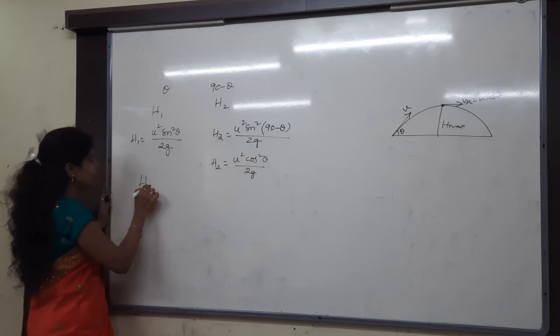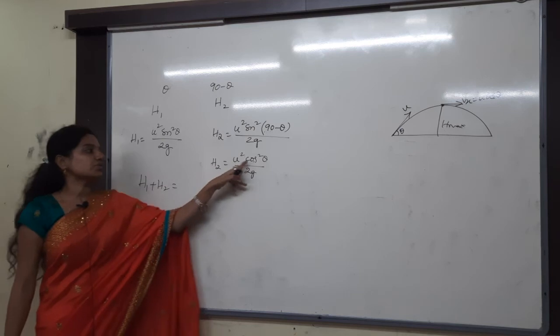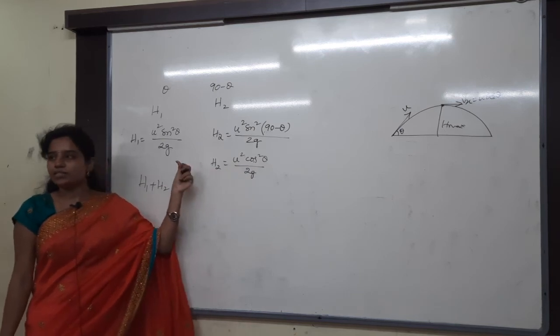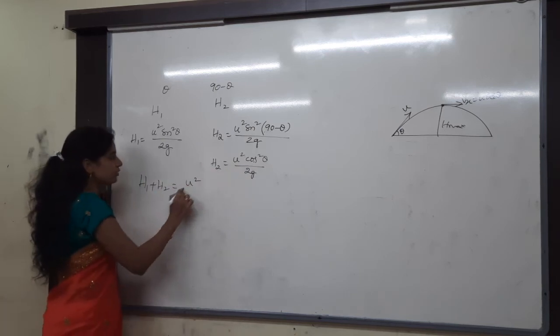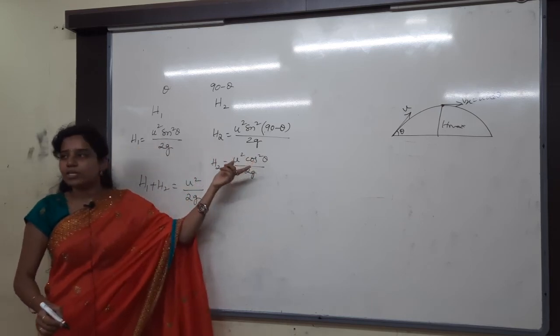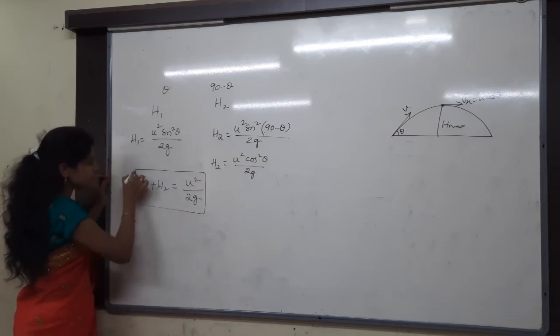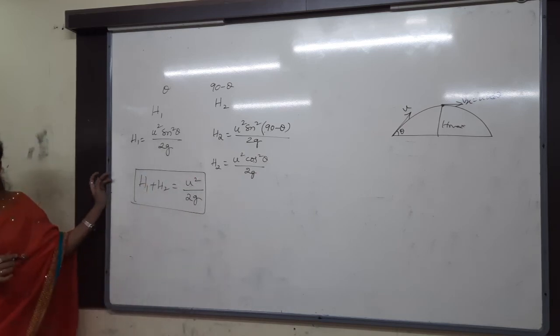You have to add h1 plus h2. U square sin square theta by 2g plus u square cos square theta by 2g. What will you get the answer as? U square by 2g, that's it. If you take the common, then sin square theta plus cos square theta becomes how much? 1. Then this is the answer. Sum of the maximum heights is equal to u square by 2g.